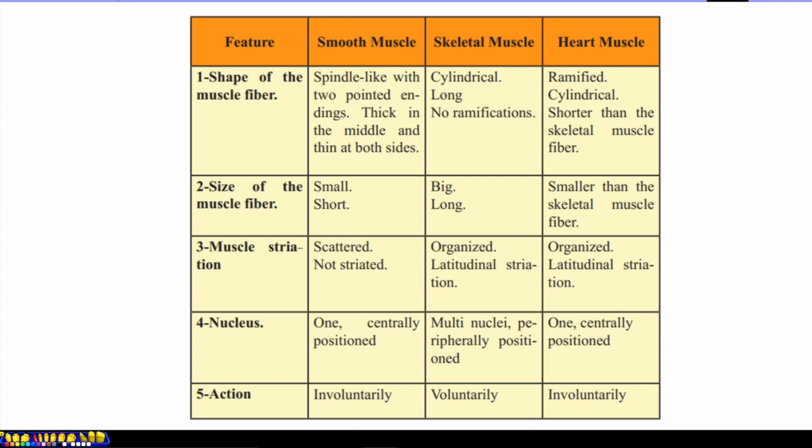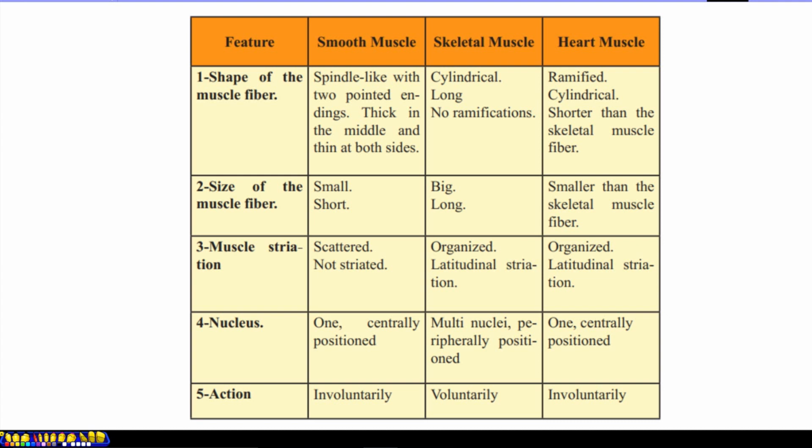Muscle striation: smooth muscle is not striated, but skeletal and heart muscle are both striated. The nucleus: smooth muscle has one central nucleus, like heart muscle, but skeletal muscle has more than one nucleus, which is peripherally positioned. About action: smooth muscles and heart muscles are involuntary because they cannot be controlled by the human, but skeletal muscles are voluntary because they are connected.